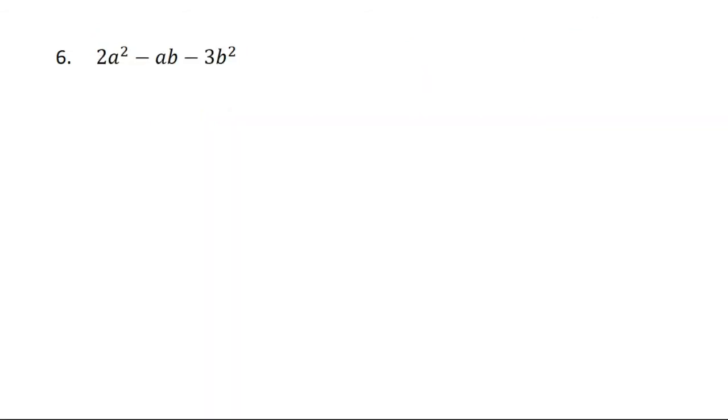Let's take the last example. We have 2a squared minus ab minus 3b squared. So we can see from here that the coefficient of ab here will be -1. So 2 will be a, -1 will be b, and -3 will be c. So you multiply a by c. So we multiply 2 by -3, and we are getting -6.